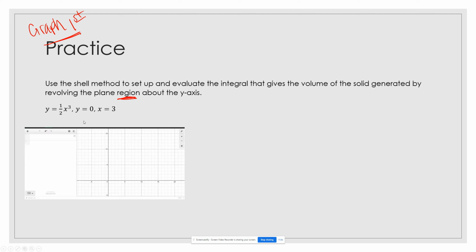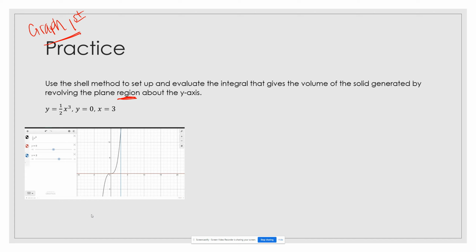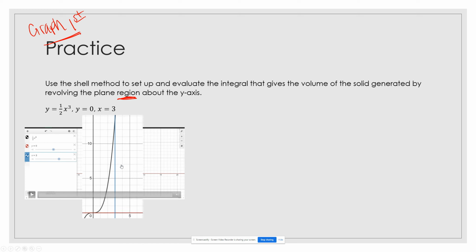So let's go ahead and take a moment to graph. I really like to use Desmos because, well, if you have internet access, then it's completely free. It also does a lot of the same things, if not more, than the graphing calculator, and it's very user friendly. So in black, I've graphed 1/2 x cubed. In red, I've graphed y equals 0, and in blue, I've graphed x equals 3. And you will see those 3 points where they intersect, and those 3 points where they intersect is going to be the region that we're talking about.